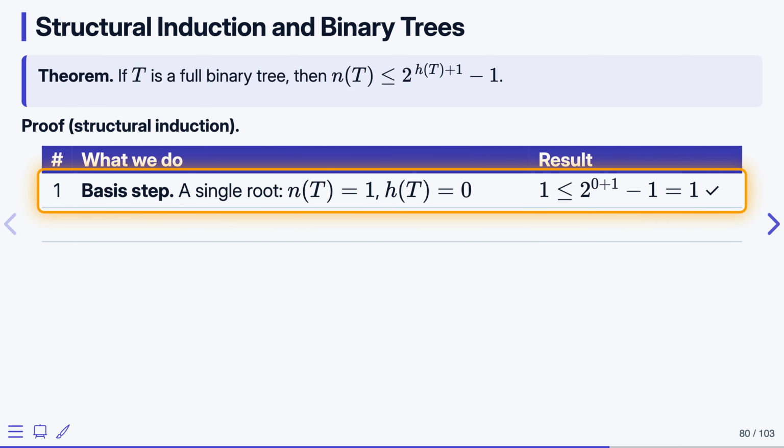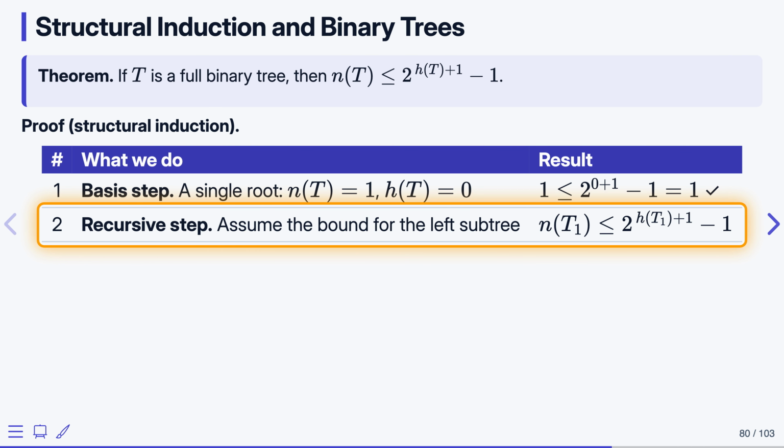Step 1. The basis step checks a single root. Here n of t is 1 and h of t is 0. 2 to the power 0 plus 1, minus 1, equals 1. 1 is at most 1, so the bound holds.